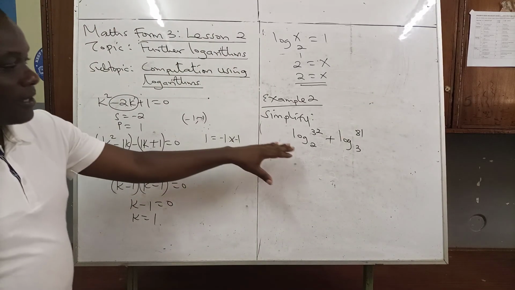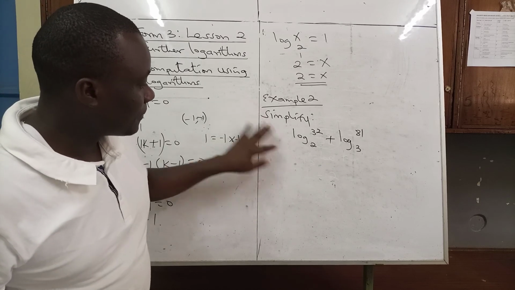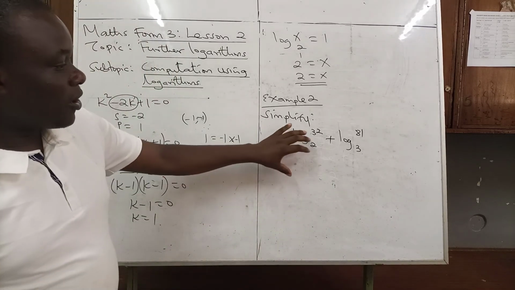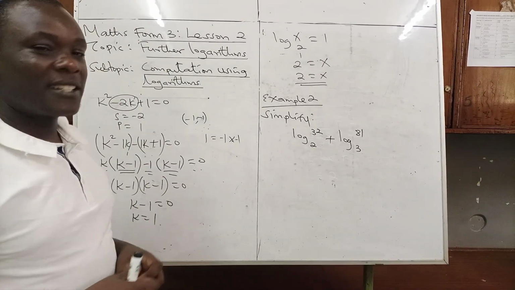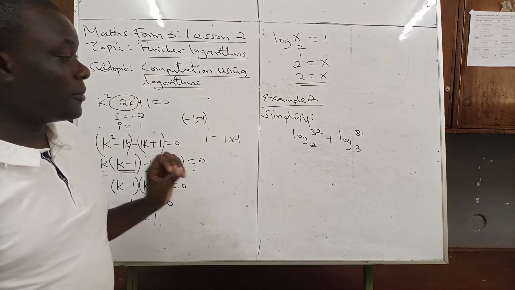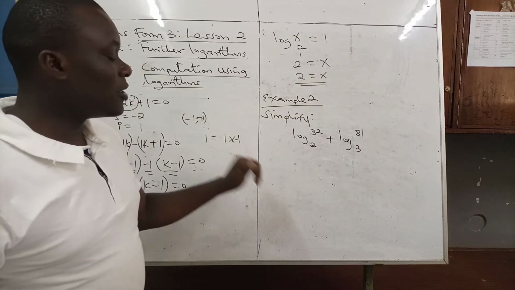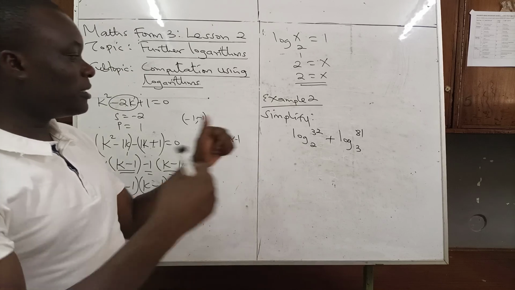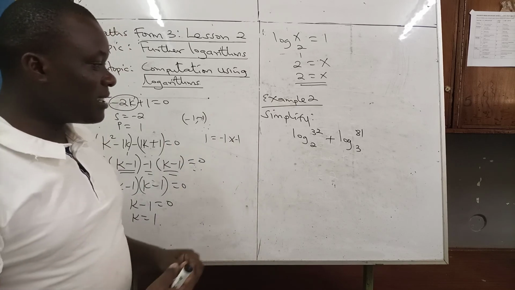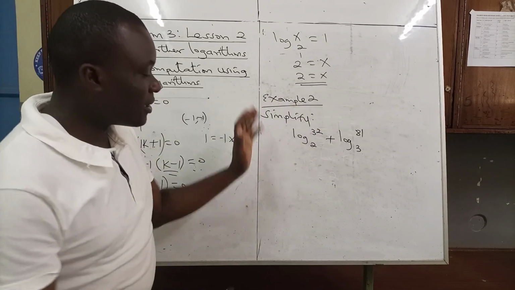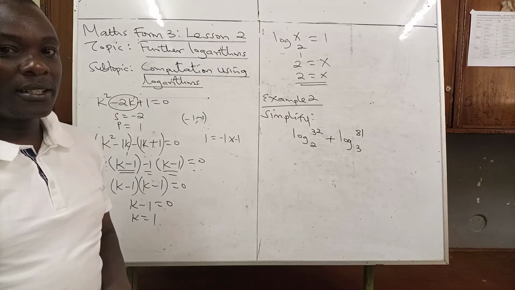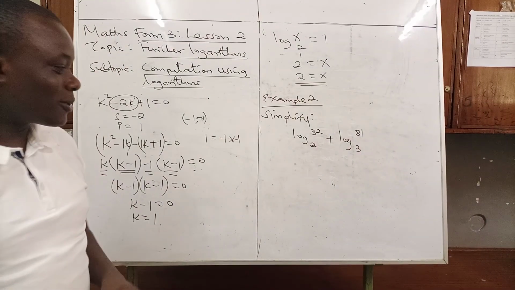So when you look at this kind of equation, the logs given do not have the same base. If they do not have the same base and you have been told to simplify, it means that when you simplify the first log, the log will disappear. How? So that's what I want to show you.